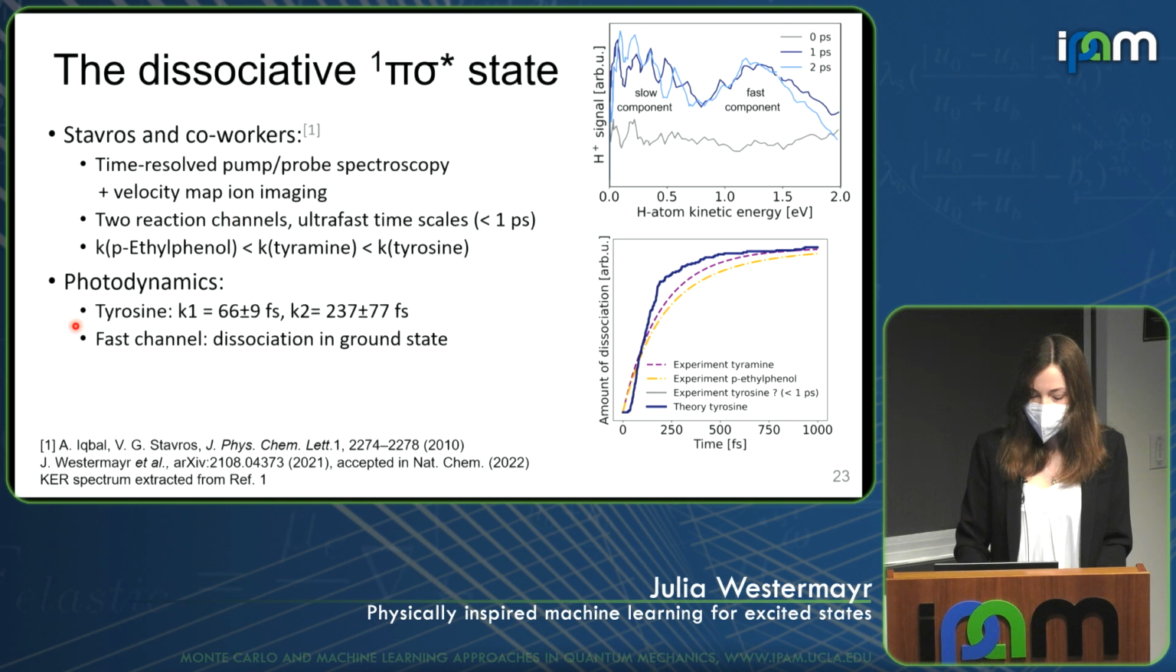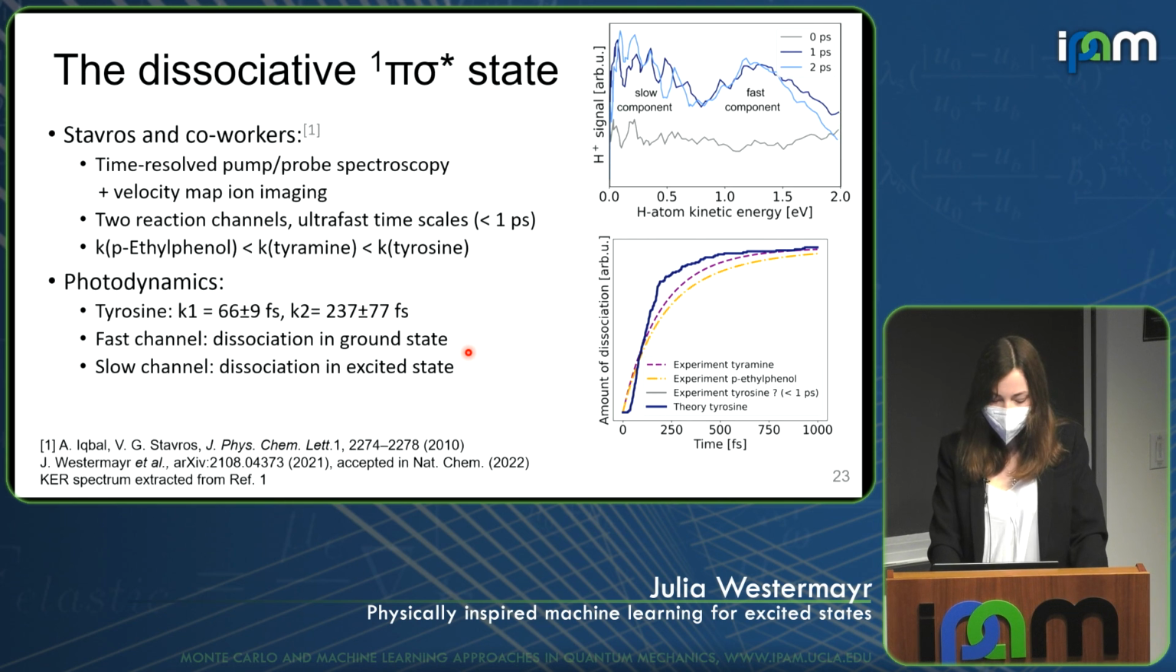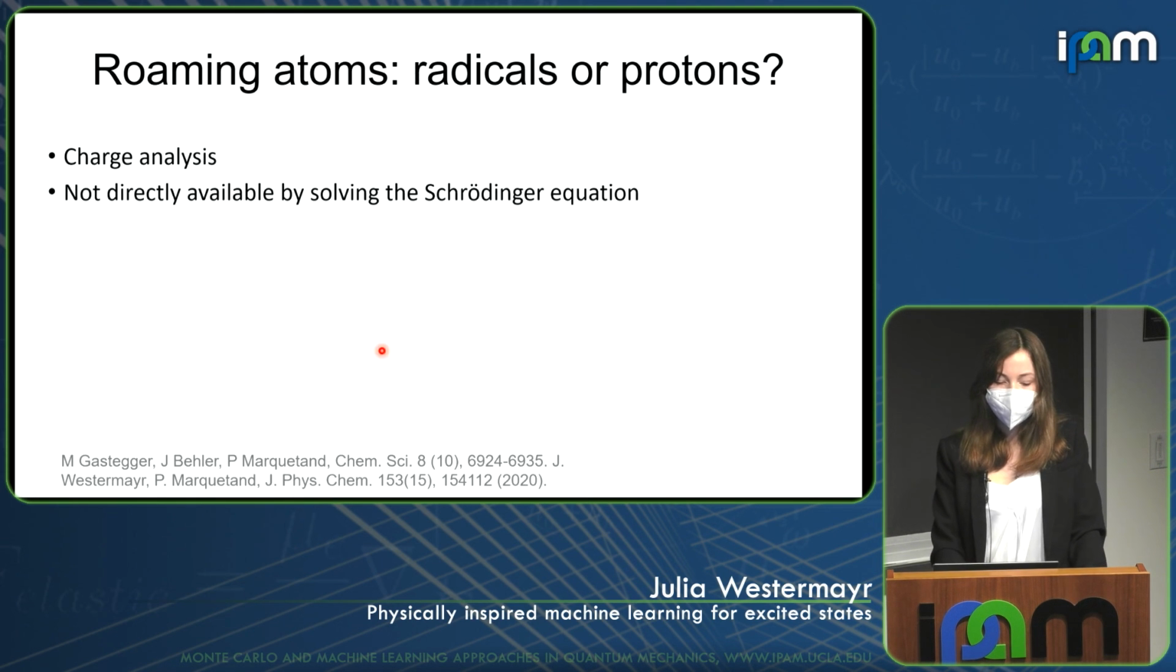And we found that the fast channel was due to dissociation in the ground state and the slow channel due to dissociation in the excited state. Now, if we want to analyze these roaming atoms, whether they are radicals or protons, then we need to do charge analysis to find out whether it's +1 or 0, for the ground state and for the excited states.